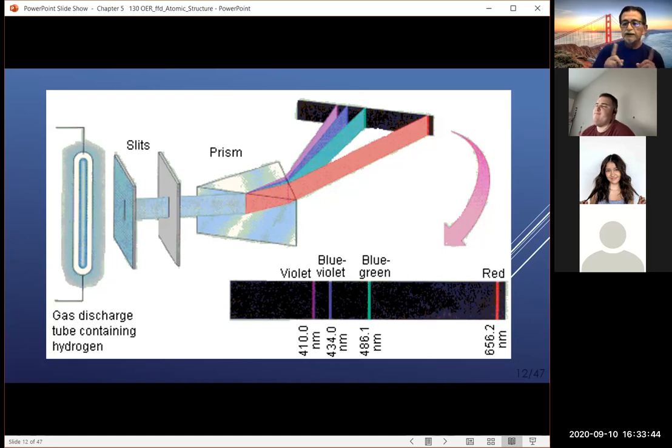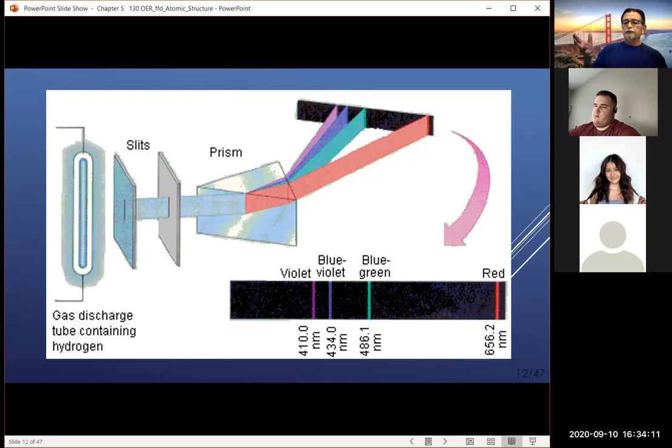And when it does, the law of conservation of energy tells us that whatever energy you put into the system, you're going to get back the same amount of energy. And when it does that, it releases that energy as light. So we excite it, run it through these slits. All these slits do is focus the light, and they run it through a prism.